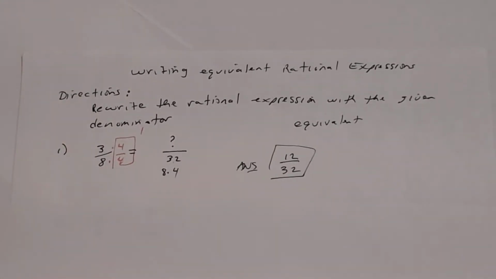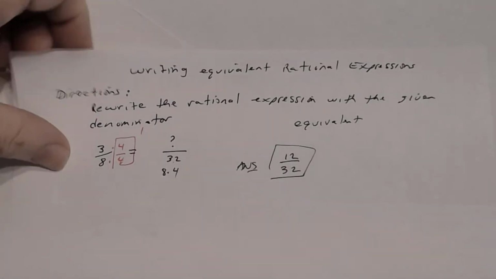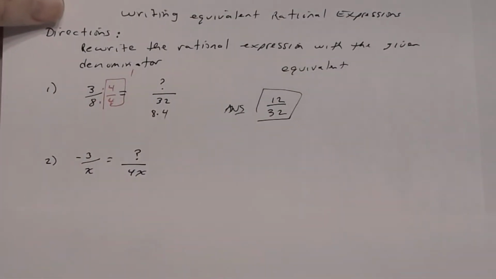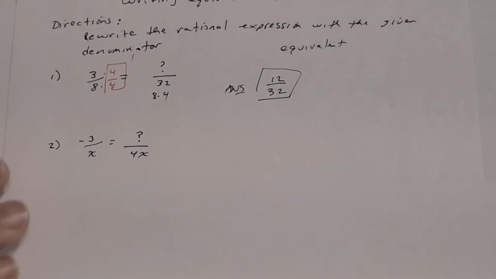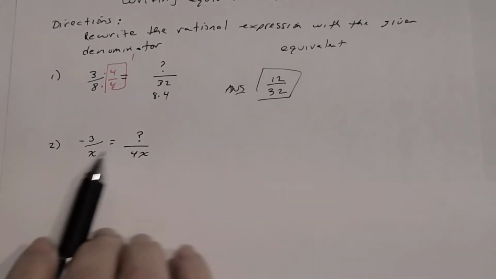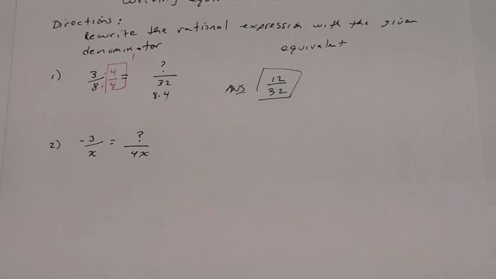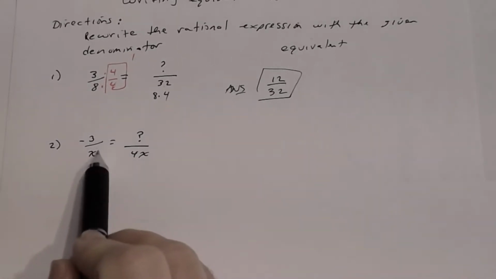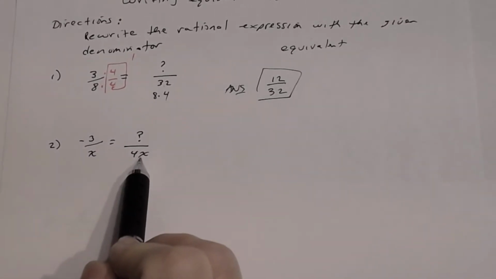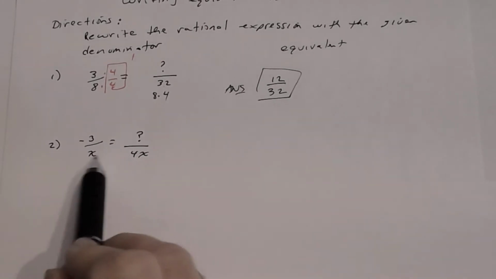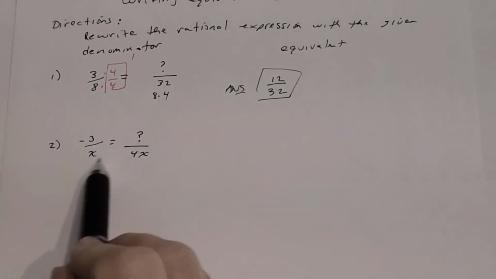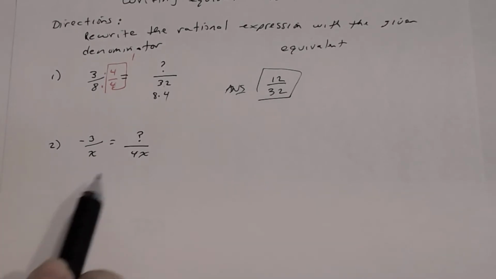All right, so let's look at number 2. Number 2, we have this. So now we're going to start looking at variables. These are monomial factors, by the way. The monomial factors are easier to deal with sometimes, not always, but sometimes. So if you look at this, I have an x, I want a 4x. So what's missing? What factor is missing? What do I need to multiply this denominator by to get 4x? That's an easy one.